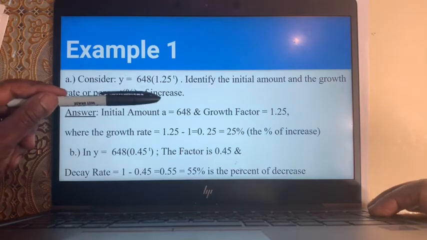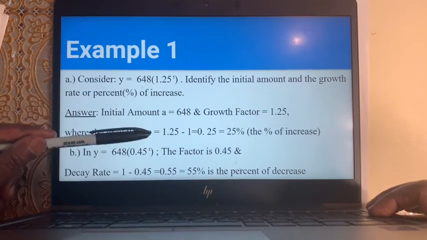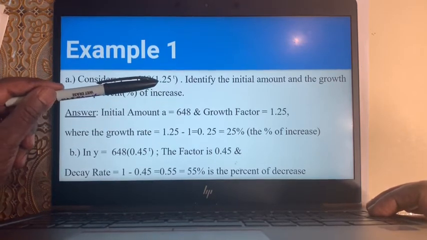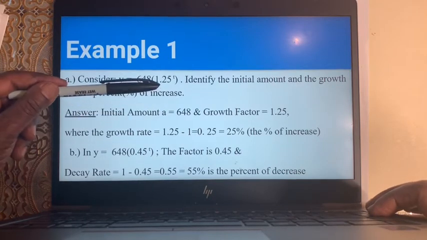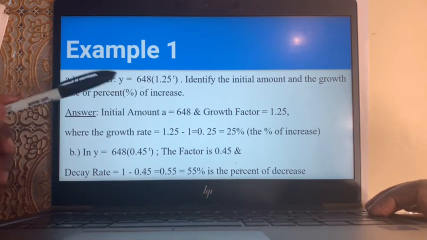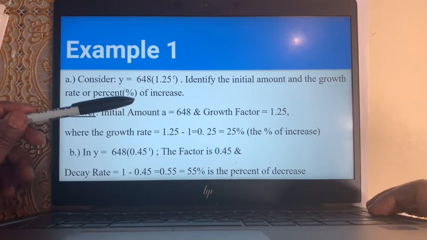Likewise, this is a growth rate. The 0.25 is a growth rate, and the whole of the function with 1 plus 0.25, which made it 1.25, makes this function increasing. We use it for growth rate examples or problems.